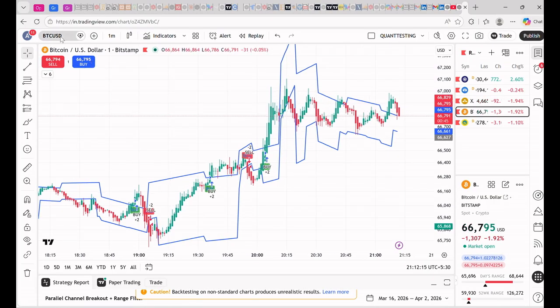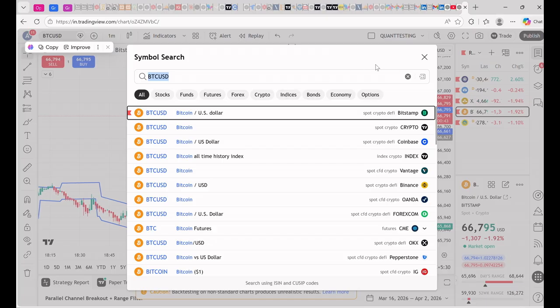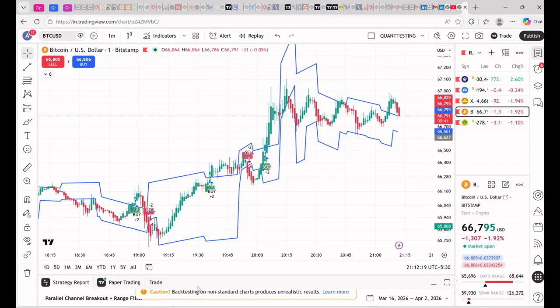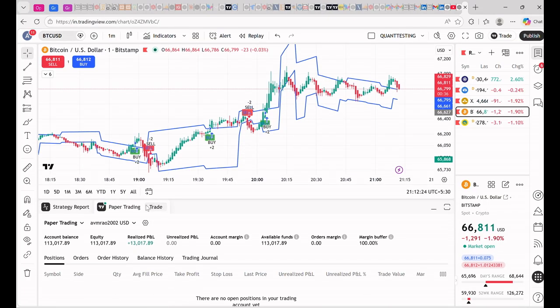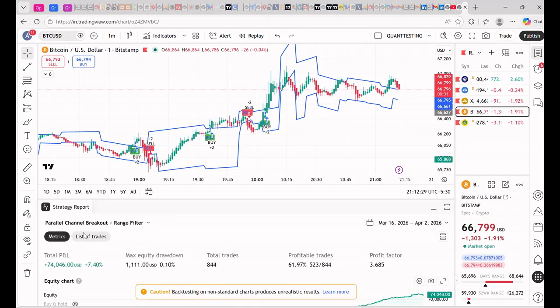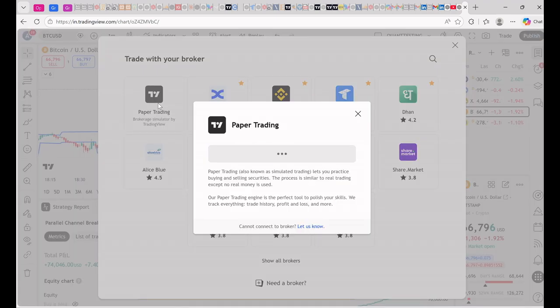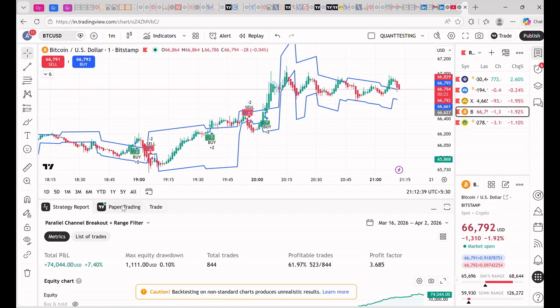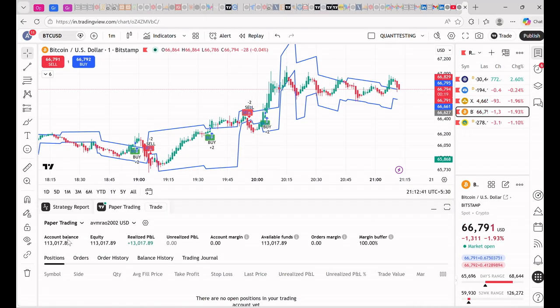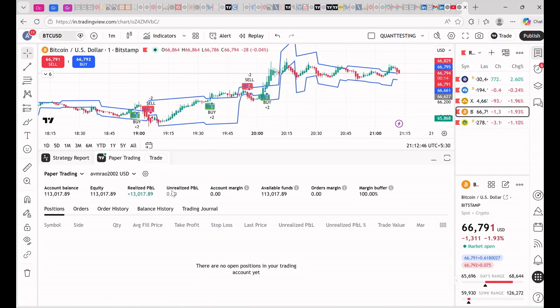Now let us move to the paper trading feature. At the bottom of the TradingView screen, you will see an option called Trading Panel. Inside that, you will find paper trading. You need to connect to paper trading before you start placing trades. Once connected, you will see your account details. Typically, you will get a default balance of $100,000. You will also see equity, realized profit, unrealized profit, and margin details. These are similar to what you would see in a real trading account.